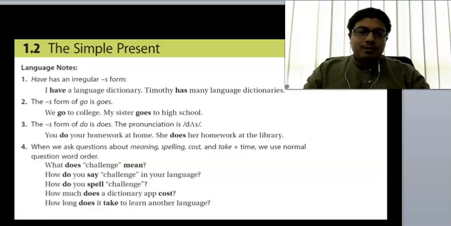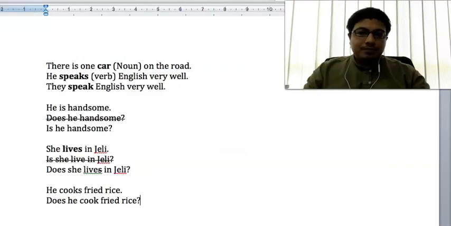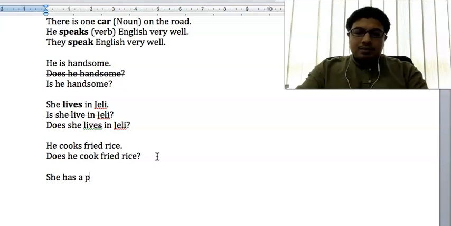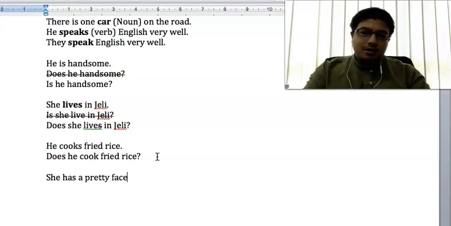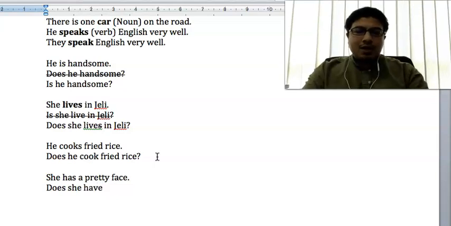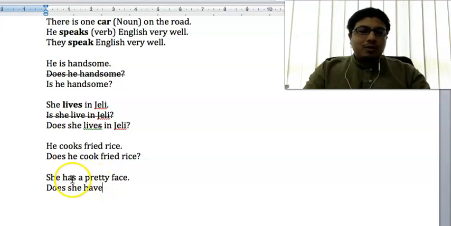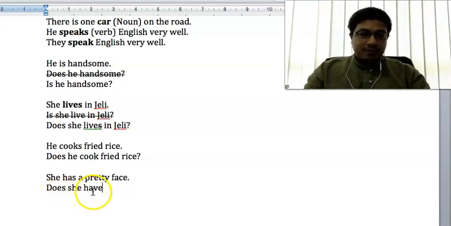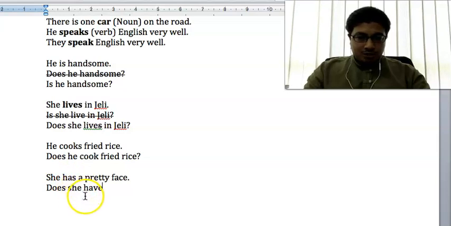So when you put it in a question, like just now, she has a pretty face. When you put it in a question, does she has, you cannot say has, you say have, because the root word of has is have. So when you have do, does, or did, it is followed by have, not has, although she is one person.